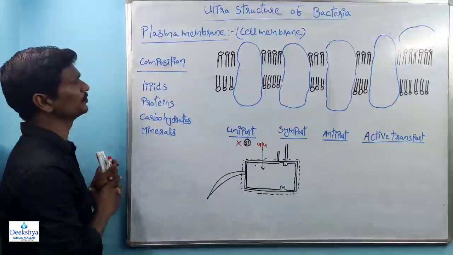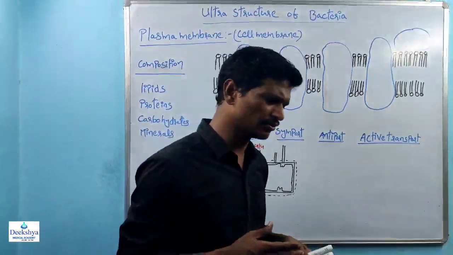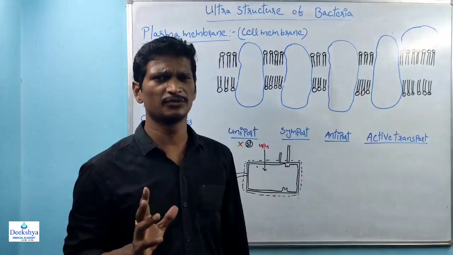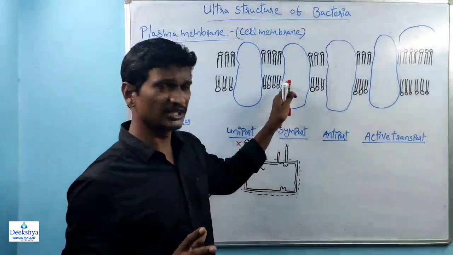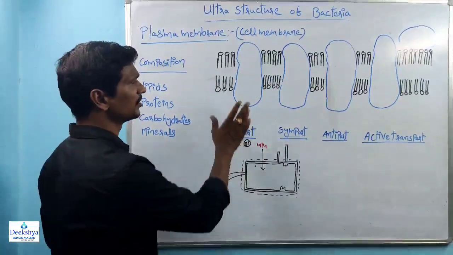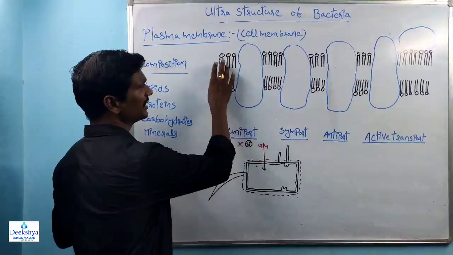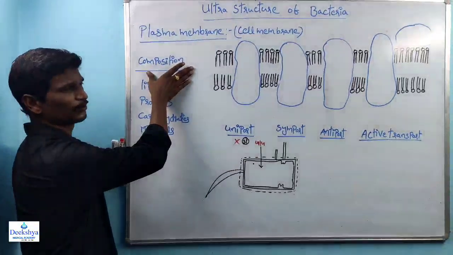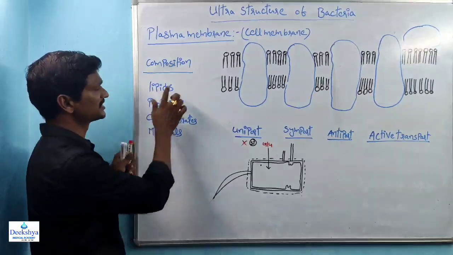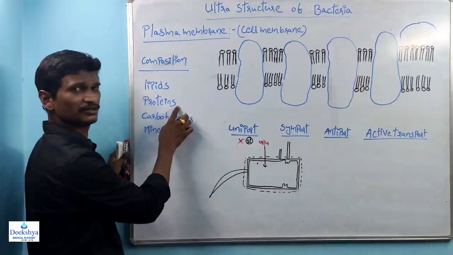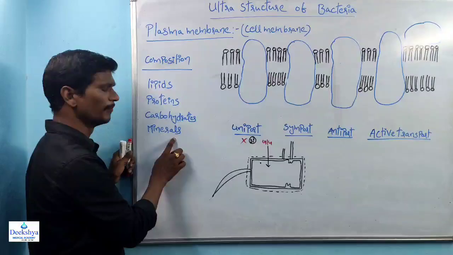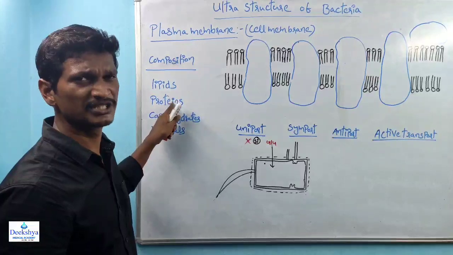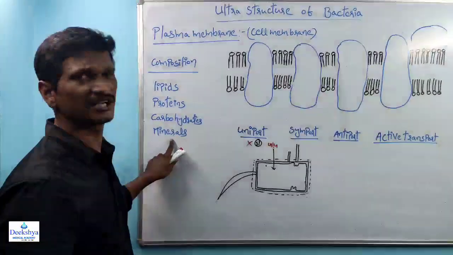See, before going to the composition, I would like to tell about one important point here. All of you remember, for the arrangement, within plasma membrane, proteins are there, lipids are there. See, the composition of the plasma membrane: lipids are present, proteins are present, carbohydrates are present, minerals are present.